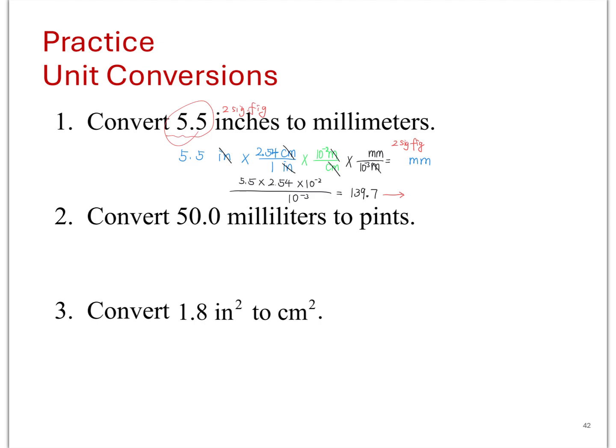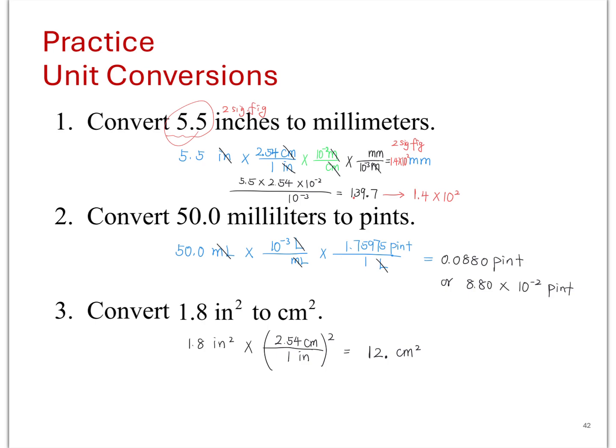In order to have 2 sig figs, we have to use scientific notation to keep 1.4. The new decimal point is here, and the old decimal point is behind on the right, so it is 1.4 times 10 to the power of 2. So 1.4 times 10 to the power of 2 will be our final answer for this conversion. Pause this video and try the next 2 questions. Now this is my solution for questions 2 and 3. If you have any question, please bring it to the class.